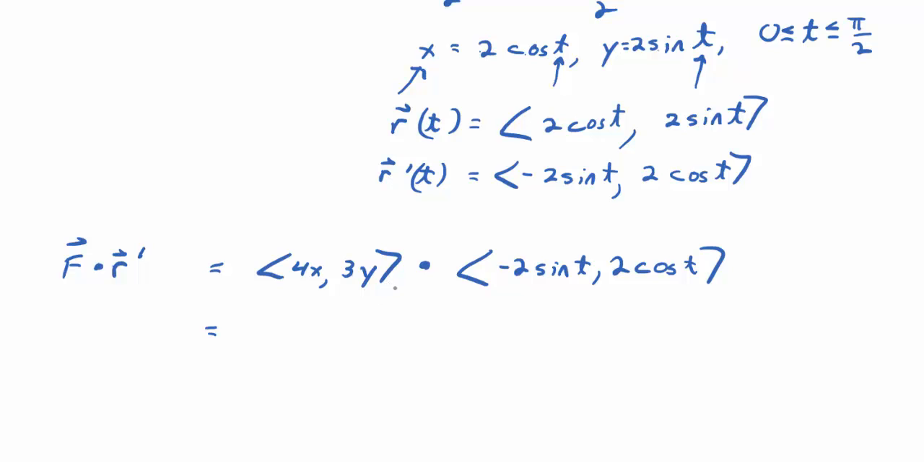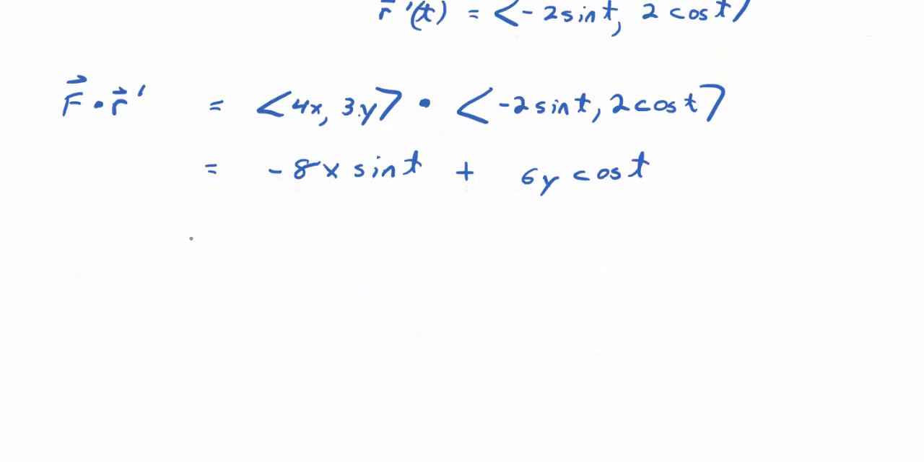You remember what the dot product is? So you multiply the first components together. What does that get you? Negative 8x sine of t. Multiply the second components. What does that get you? 6y cosine t. Then what do you do with those? You add them. You get a single scalar function for your integrand, which is what we want.